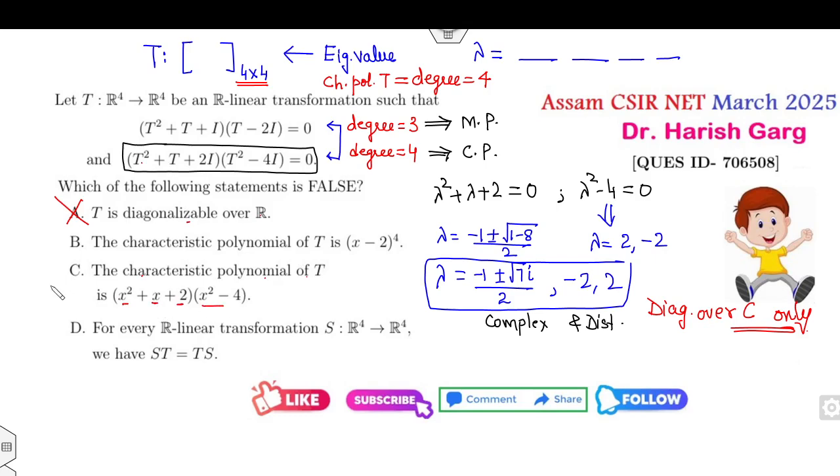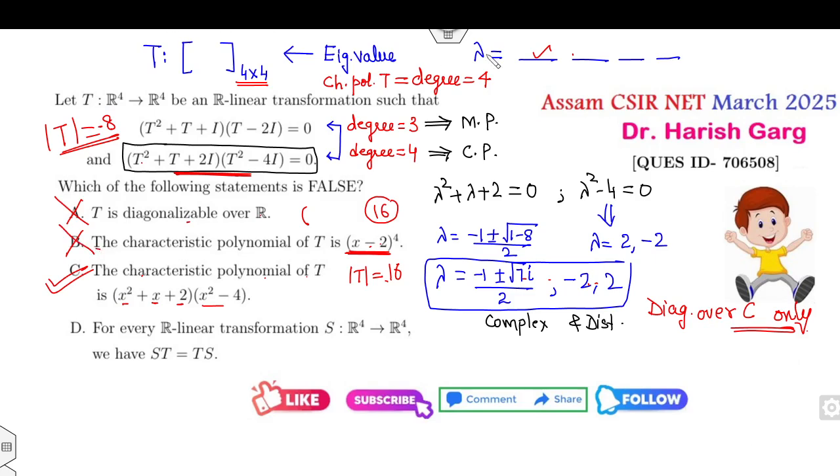Characteristic polynomial of the T, you can see lambda square, or x square plus x plus 2, x square minus 4. That's correct. Is this the characteristic polynomial? No, because if you open this bracket, the last component must be 16. That is the determinant. Determinant of the T will be 16 if this is my characteristic polynomial. But you can see from the eigenvalues the determinant is minus 8, but it is 16, so that is not possible.